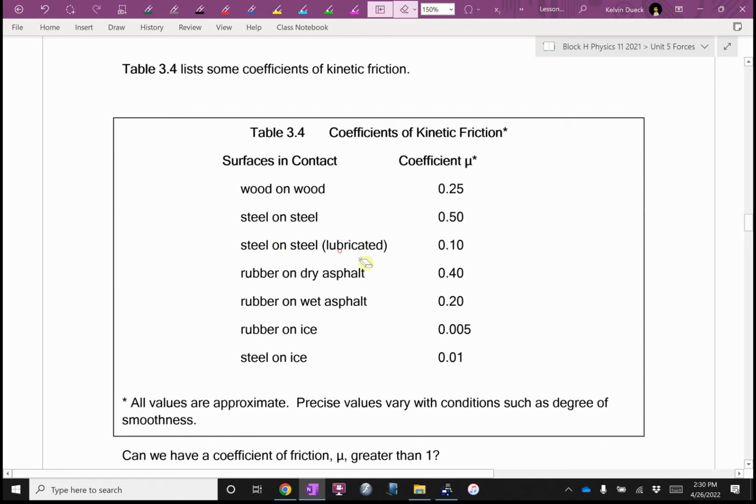Looking for a word that starts with the letter L. We lubricate. That drops to about 0.1, and now it's pretty slippery. Add oil. Rubber on dry asphalt: this one varies an awful lot, from 0.4 up to about 0.8.